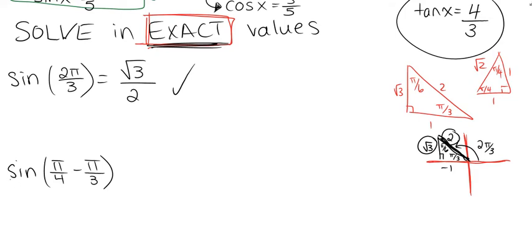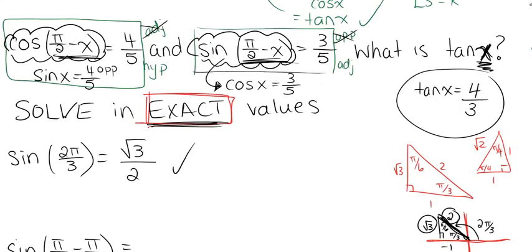Okay, so next one, sine of pi over 4 minus pi over 3. That one looks crazy because I already know if I subtract these two angles, I'm going to end up with pi over 12, and I know I don't have a special triangle for that. So luckily, pretty much as soon as I see this, to me, this looks exactly like sine A minus B. Instead of A, I've got an actual angle.